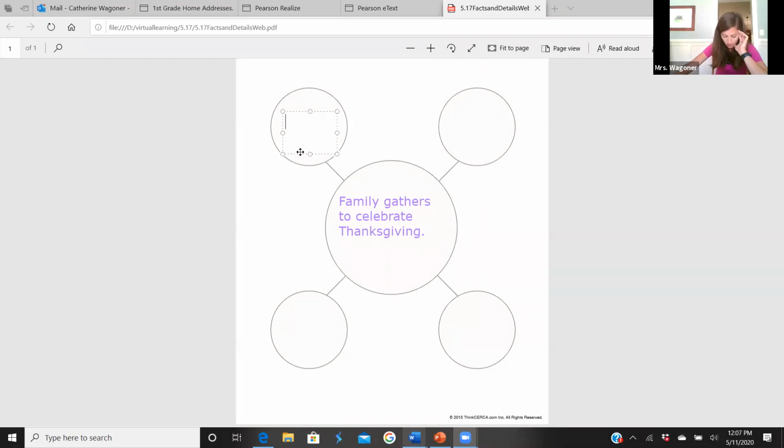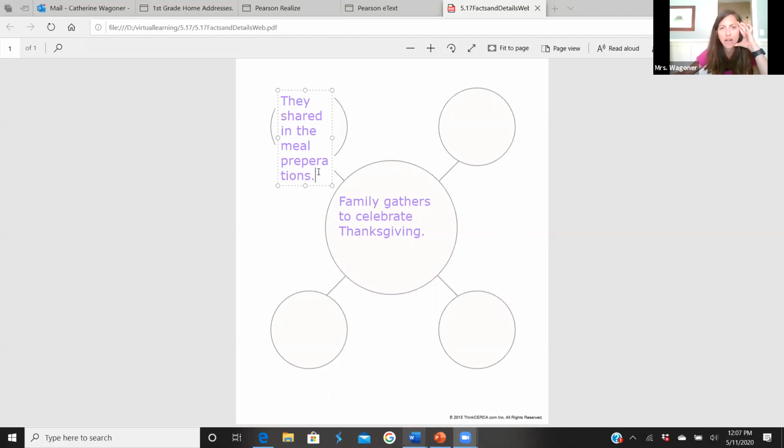Okay, so we'll put information in the detailed bubbles that go with our fact that the family gathers to celebrate Thanksgiving. So we can kind of think about what kinds of things did they do at their gathering or their celebration. So one thing they did is they shared in the meal preparations. So everybody kind of made something and worked on the turkey and the vegetables together.